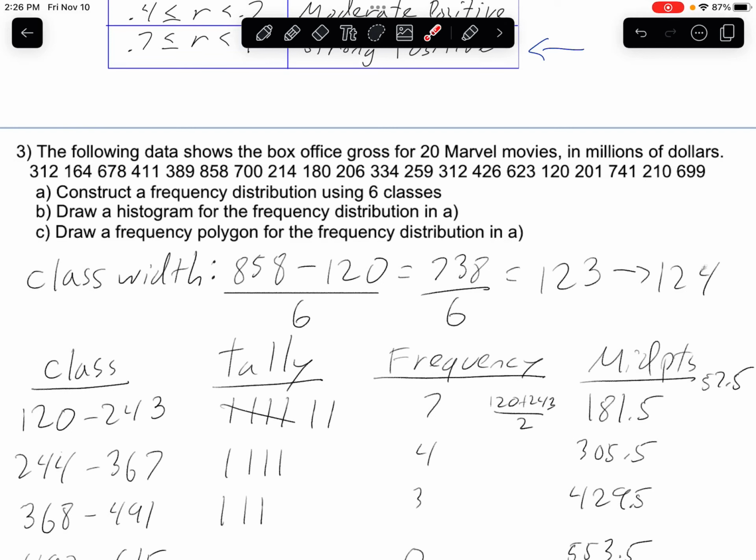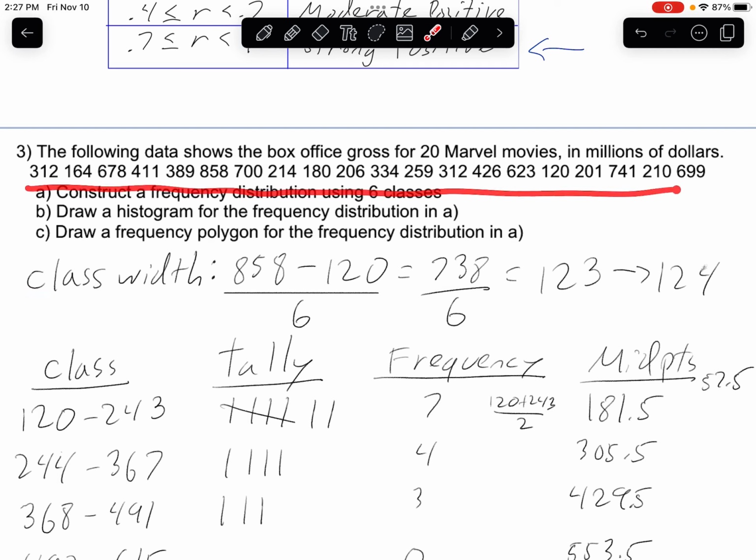All right, so we have data here with 20 elements, and we're looking to construct a frequency distribution using 6 classes. We're then looking to create a histogram based on that frequency distribution, and then a frequency polygon based on that frequency distribution. So in order to make a frequency distribution, we need to calculate a couple of things. The first thing we need to calculate is something called the class width.